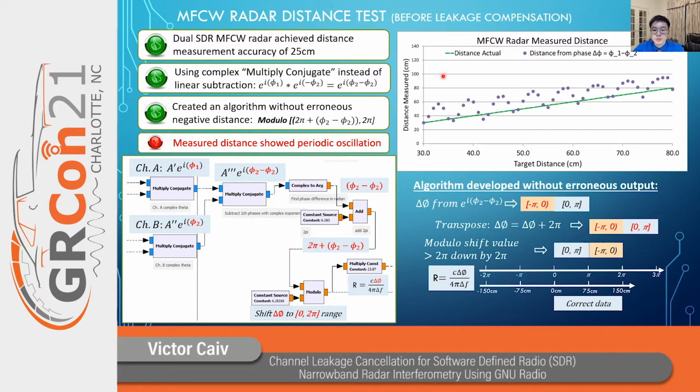So if we move up to this top right chart here, we can see that all the points now lie close to the green line, and none of the points gave us an erroneous negative distance. This gave us a 25 centimeter distance sensing accuracy, which is pretty good. But we do see a slight problem here, where there's this periodic oscillation, this sinusoidal systematic error that is occurring. And we will be attempting to use leakage compensation to flatten that out.